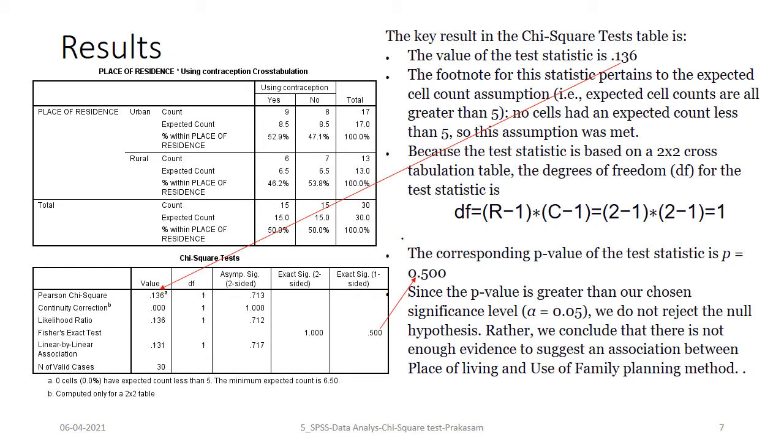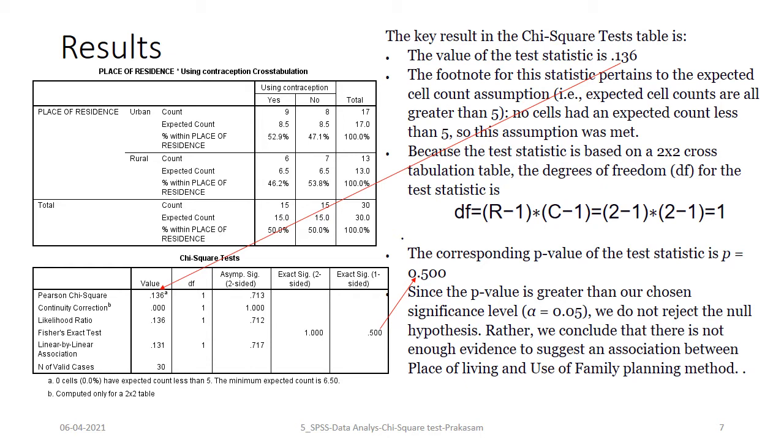We have to find out the degree of freedom. Degree of freedom is given by row minus 1 multiplied by column minus 1. Here, 2 minus 1 into 2 minus 1 gives you 1 as the degree of freedom. With this degree of freedom and the calculated value of chi-square, if you look at the chi-square tables, you can make the assessment. Whereas in SPSS, it will calculate the probability values and give us the exact significance level directly.